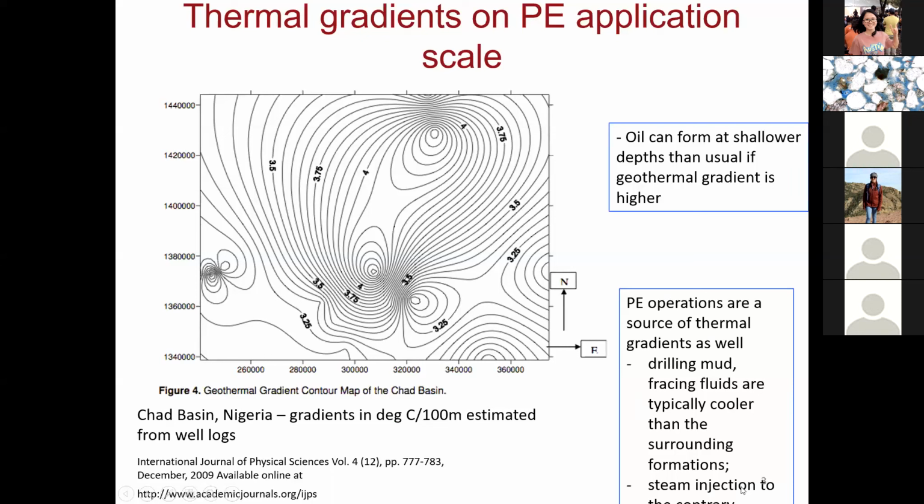So drilling mud and fracking fluids are typically cooler than whatever formation I'm injecting them in. In steam injection, if you go to Canada, there's a lot of stimulation essentially to warm up relatively shallow formations, and there you actually have the opposite problem, where you're injecting something that is way hotter. So in that sense, petroleum engineering operations are often a source of thermal gradients.